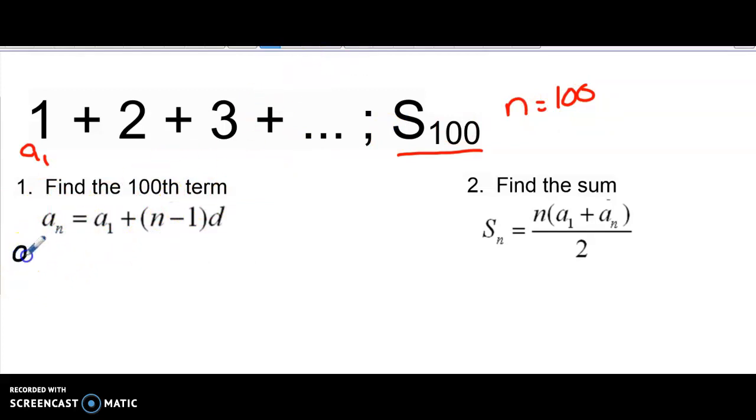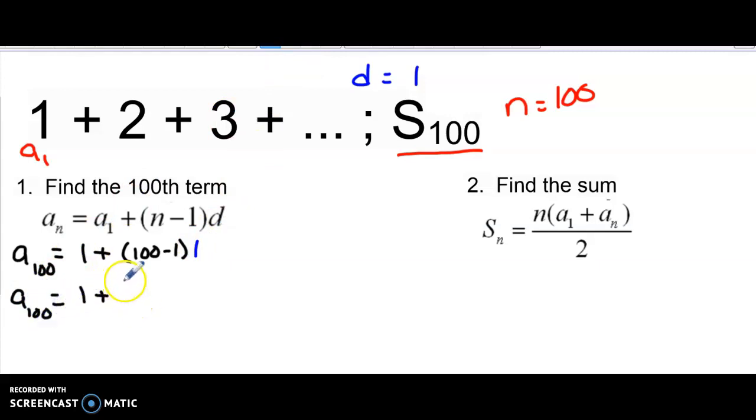So we have a sub 100 is equal to 1 plus 100 minus 1 times, what do I add to 1 to get 2? What do I add to 2 to get 3? So my common difference here is 1. So times 1. So I have a sub 100 is equal to 1 plus 99 times 1, or 99, and that gives me 100. So my 100th term is 100.